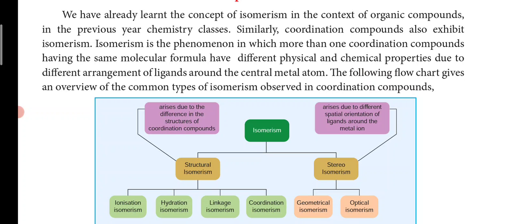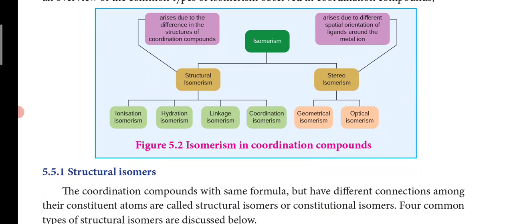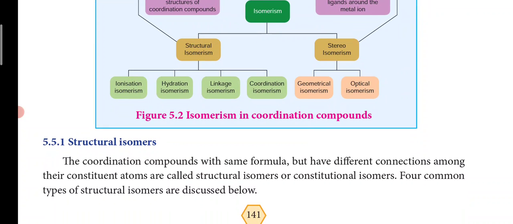Isomerism is a phenomenon in which more than one coordination compound having the same molecular formula have different physical and chemical properties due to the different arrangement of ligands around the central metal atom. Same molecular formula but different structure gives different physical and chemical properties. As in organic chemistry, in coordination compounds isomerism is categorized into structural isomerism and stereoisomerism. Structural isomerism arises due to the difference in the structure of the compounds, whereas stereoisomerism arises due to the different spatial orientation of the ligands around the metal ion. Structural isomerism is further classified into ionization, hydration, linkage and coordination isomerism. Stereoisomerism means arrangement in space, and is classified into geometrical and optical.